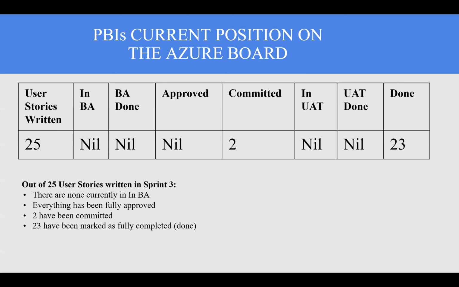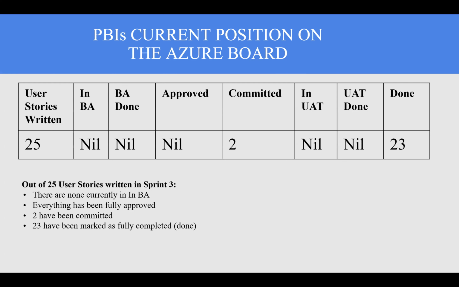In Sprint 3, we were able to write a total of 25 user stories, and we can see there's nearly nothing in BA. So from the perspective of a BA, everything was validated and nothing is in BA done. They're all approved by our PO, meaning it met the quality and standard that she wanted.